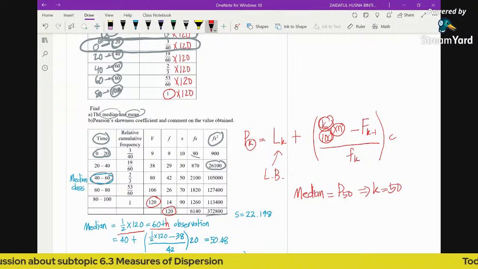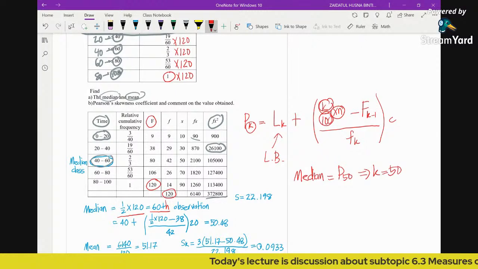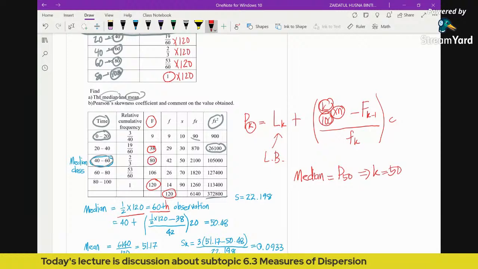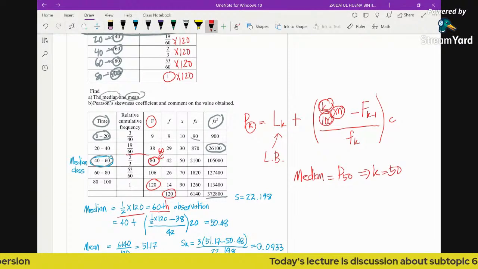So where can we see the 60th observation? We look at the cumulative frequency. Where is the 60 located? So we know that 60 is greater than 38 and less than 80, right? So we know that 60 is located here. Because 60 is located here, we know that this is going to be our median class.